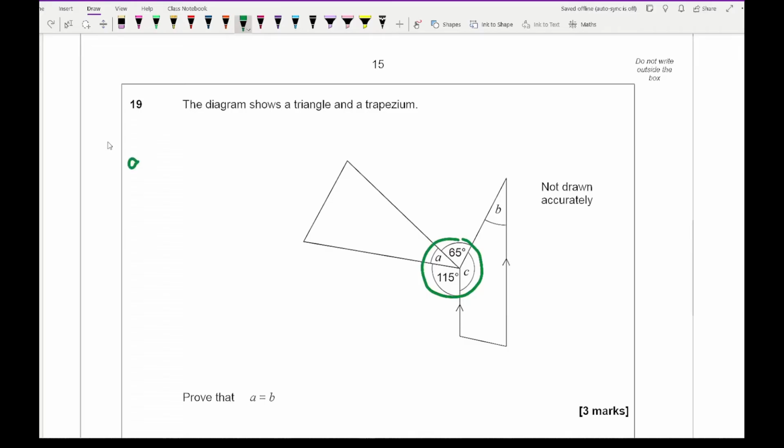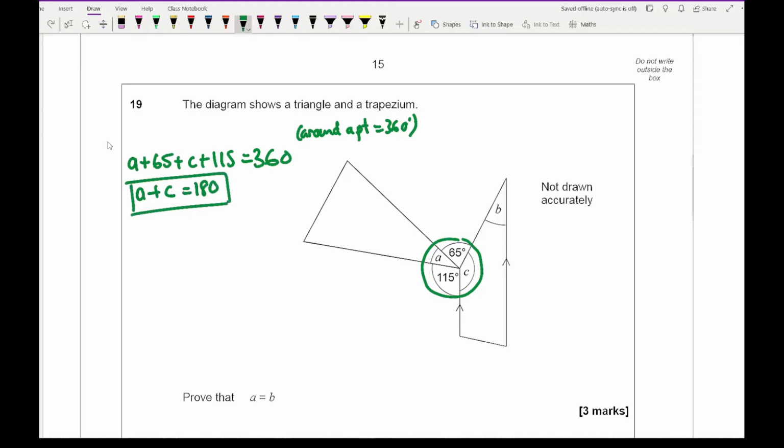So we know that A plus 65 plus C plus 115 equals 360, and the reason for that is angles around a point equals 360. So simplifying all of this, we get A plus C equals 180, and so let's just put a little box around that.